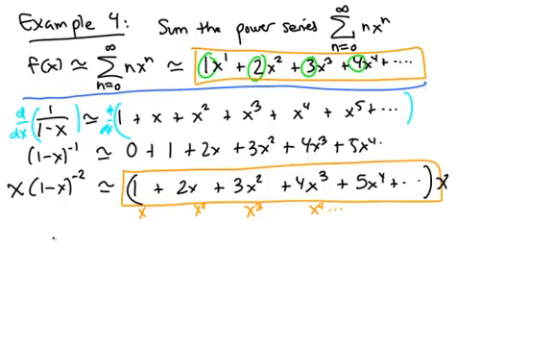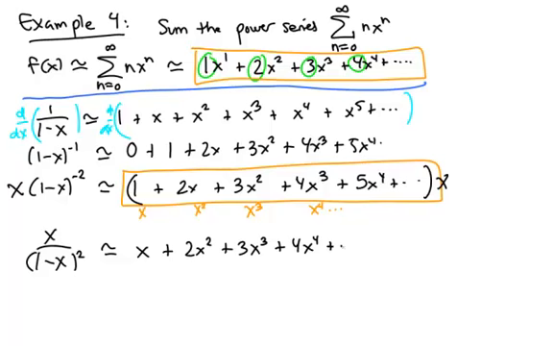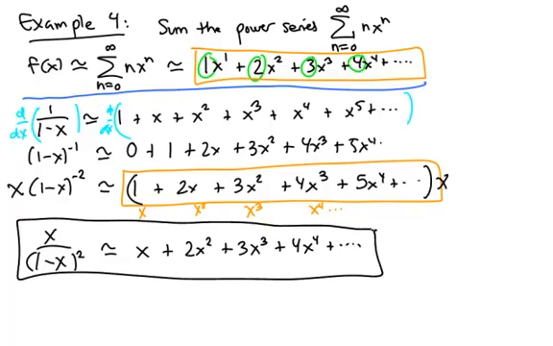So on the left-hand side, we're going to have x over 1 minus x quantity squared. And on the right-hand side, we're going to have x times 1, or x, plus 2x times x, or 2x squared, plus 3x squared times x, or 3x cubed, plus 4x cubed times x, or 4x to the fourth. And there we've got it. The series n x to the n sums to the function x over 1 minus x quantity squared. And so we have an answer.